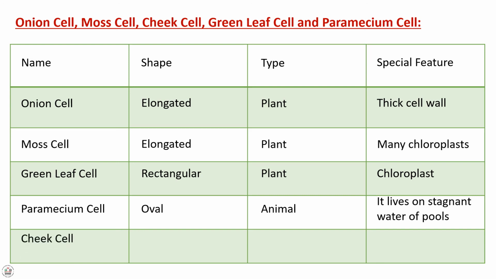Now cheek cell. Its shape is rounded. Its type is animal cell.